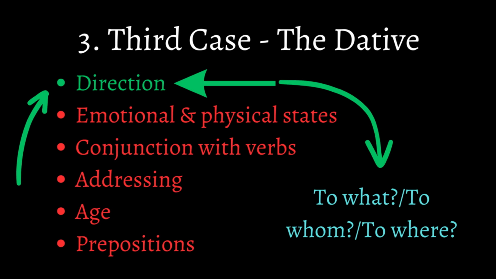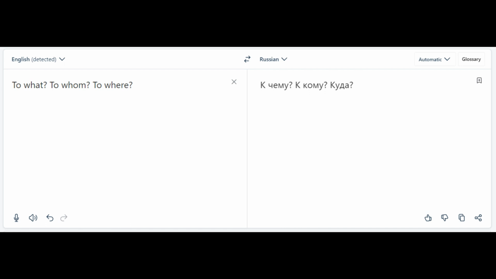All of these concepts are for future videos, and they're all based on directional function, to what, to whom, and to where, which are the questions that the dative answers. In the translator, to what, to whom, and to where are shown differently because it's a different type of expression. If we want to know whether a word is in the dative, we have to ask these questions to see if they fit the context. If they do, the phrase is dative.